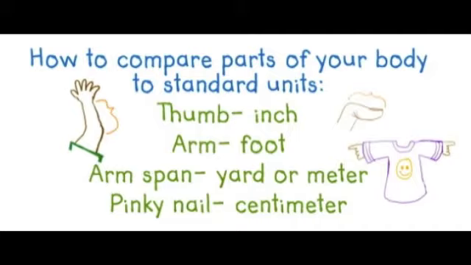If you take out your thumb and you look from your knuckle to the end of your thumb, that's about 1 inch. Your arm from your elbow to your wrist is about 1 foot, or the length of a ruler. If you stretch out your arms from your fingertip all the way over to your other hand, that's about 1 yard or 1 meter. And your pinky nail is about 1 centimeter long. All right, so now that we have that to help us out, let's do some estimating.